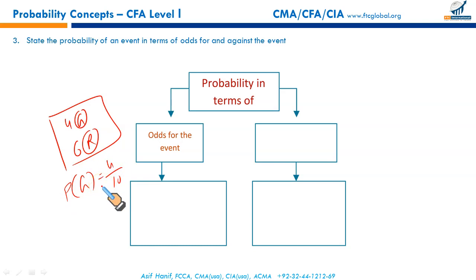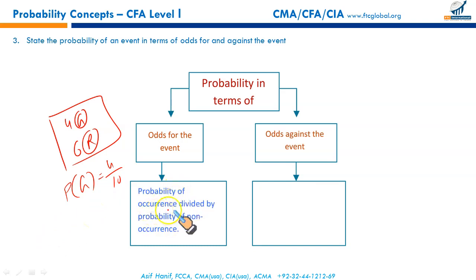This is the normal way of writing probability. But stating the probability in an odds way, whether a certain event will occur or not, is an alternative way of expressing probability. I can write it this way as well: probability of occurrence divided by probability of non-occurrence. How many events are in my favor? 4. How many events are against me? 6.